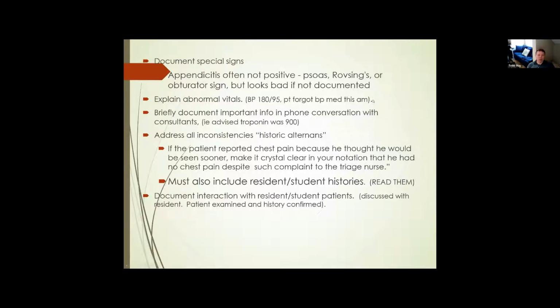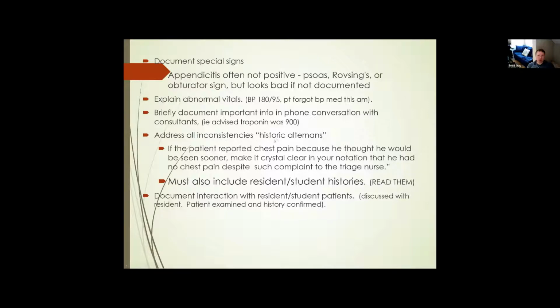Explain abnormal vitals if you can. So if somebody's hypertensive and they forgot to take their blood pressure med, just note that he didn't take his blood pressure medication today. When you're talking with consultants, I think this probably would be better off just in your consult. But if you're talking to the cardiologist about a guy with chest pain that's got a troponin of 900, somewhere in your referral or your chart, it should be noted that you've made them aware of that.